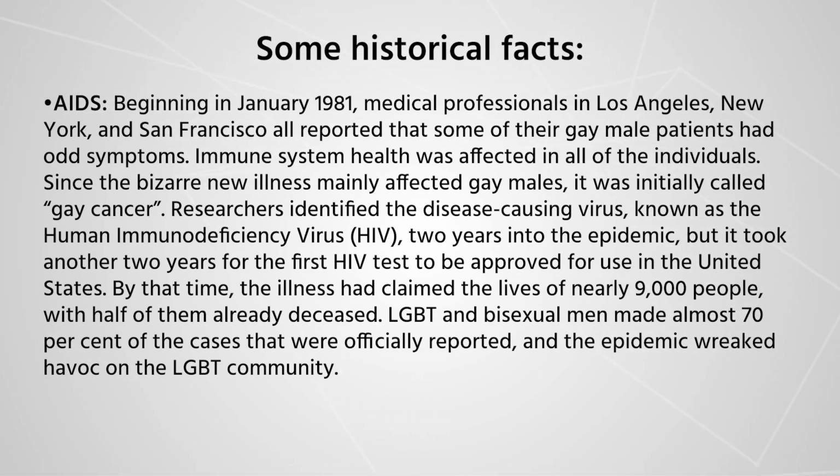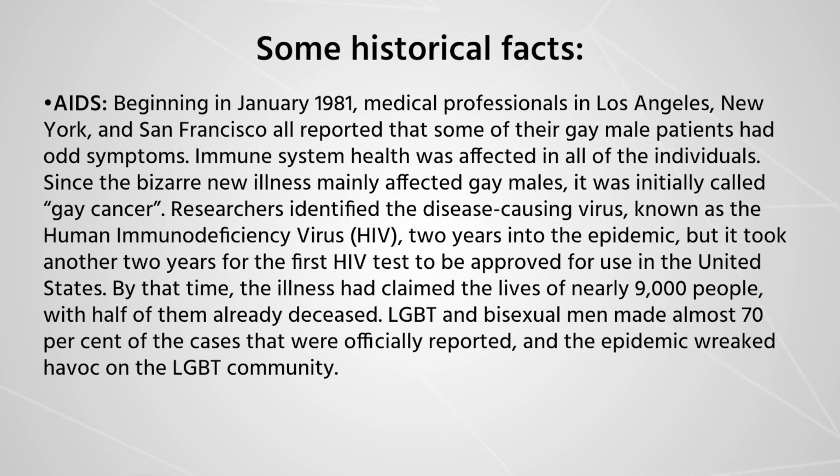Researchers identified the disease-causing virus, known as human immunodeficiency virus, 2 years into the epidemic, but it took another 2 years for the first HIV test to be approved for use in the United States. By that time, the illness had claimed the lives of nearly 9,000 people, with half of them already deceased. LGBT and bisexual men made up almost 70% of the cases that were officially reported, and the epidemic created havoc on the LGBT community.